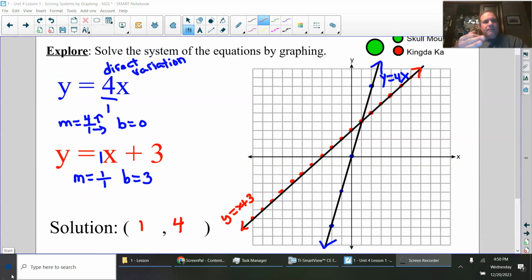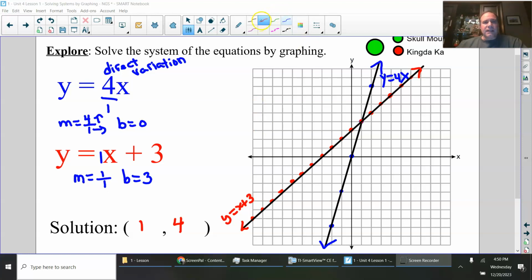So here we go. The y equals 4x is the steeper line. It is the furthest away from 0. The slope is the furthest away from 0, so it is steeper than the other line, y equals x plus 3, because that slope is 1. Right? It is a direct variation. I promised it would go through 0, 0, the origin. So that blue line is a direct variation. The red line is not. And the solution, where they cross, is 1, 4.